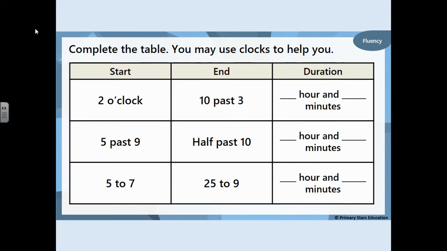Right, so the start time is 2 o'clock. The end time is 10 past 3. So the duration would have been 1 hour and 10 minutes. Right, the second one is 5 past 9 and the end time is 10:30. So the duration is 1 hour and 25 minutes. If you got that, well done.